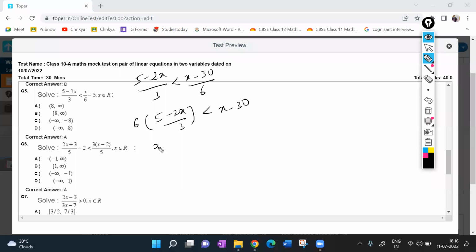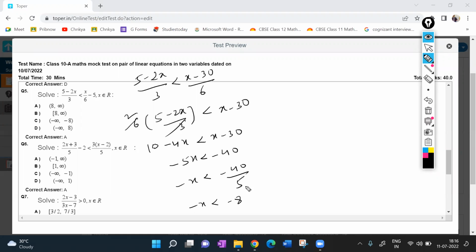So how much do you get now? 3 ones are 3, 3 twos are 6, so 10 minus 4x less than x minus 30. So minus 5x less than minus 40. Now look at this: minus 40 by 5, so what are you going to get now? Minus x less than minus 8. If you multiply with minus, x greater than 8, sir.